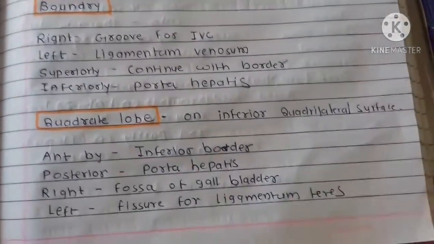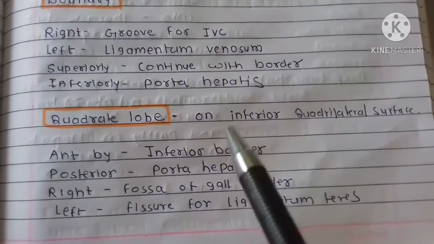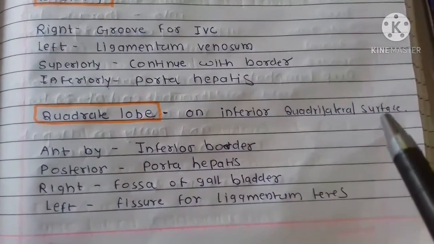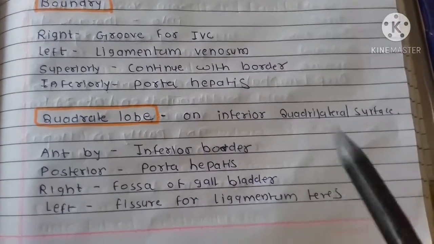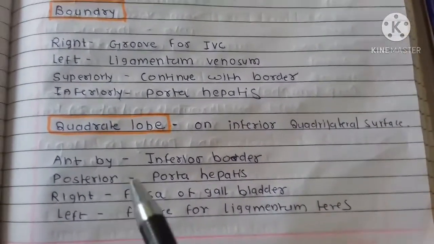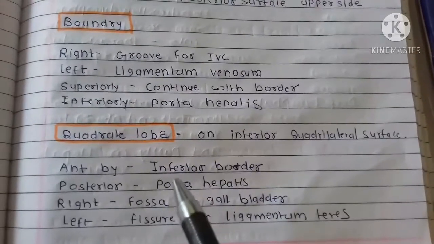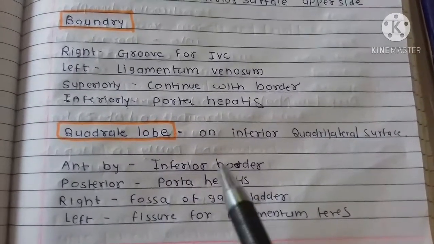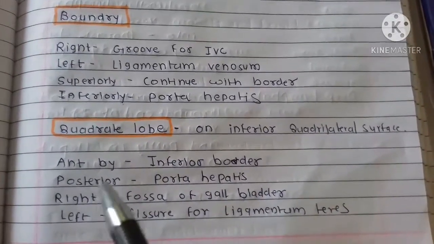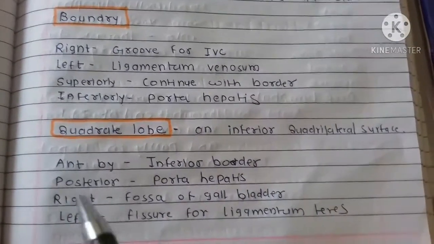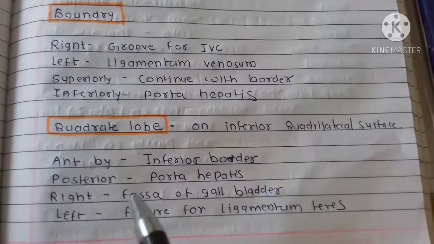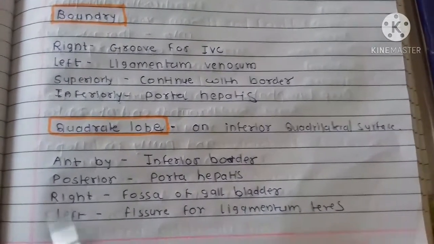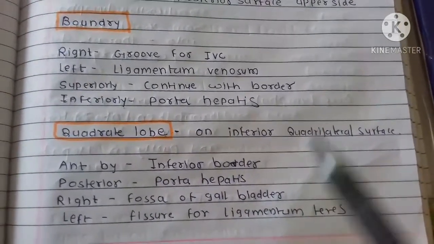Now we come to the quadrate lobe. The quadrate lobe is situated on the inferior surface, and it is quadrilateral in shape. Anteriorly it is related to the inferior border, posteriorly to the porta hepatis, on the right side to the fossa of the gallbladder, and on the left side to the fissure for the ligamentum teres.